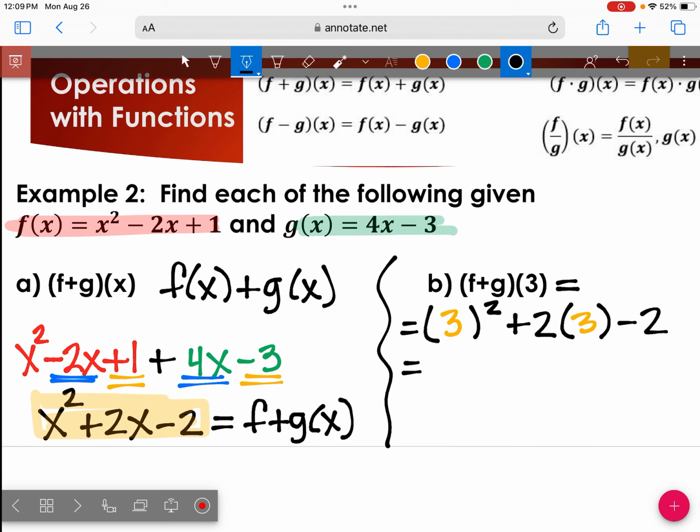So use your calculators. 3 squared is 9. 9 plus 6 is 15. 15 minus 2 should be 13. Who got 13? Is that what you all got? All right. That's my answer.